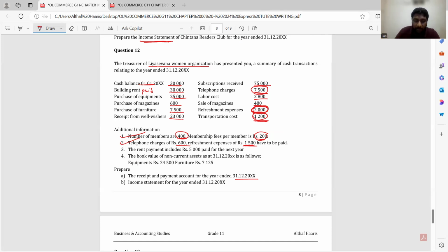Next up. Rent payment 5,000, paid for the next year. So you have paid some rent. How much is the rent that you paid? 30,000 rent you have paid. Out of that 5,000 is for the next year. So for this year only 25,000.